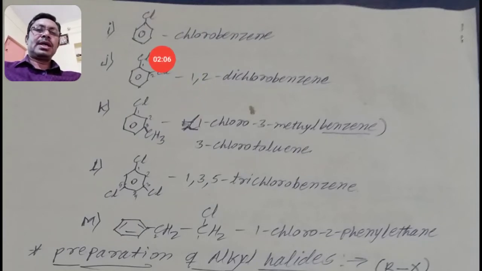If these are different, then we give the numbering differently, that is 1 chloro 2 bromo, like that. That means there is a chloro at the first position and a second chloro at the second position, then you must write 1 comma 2 dichloro, because there are 2, so it is dichlorobenzene.